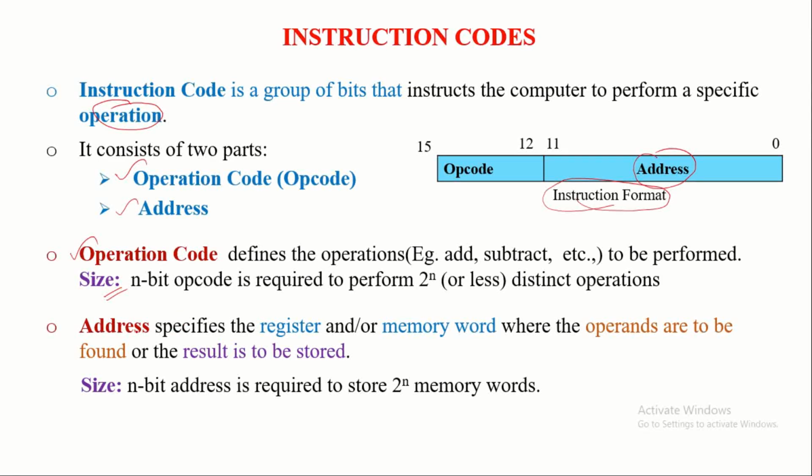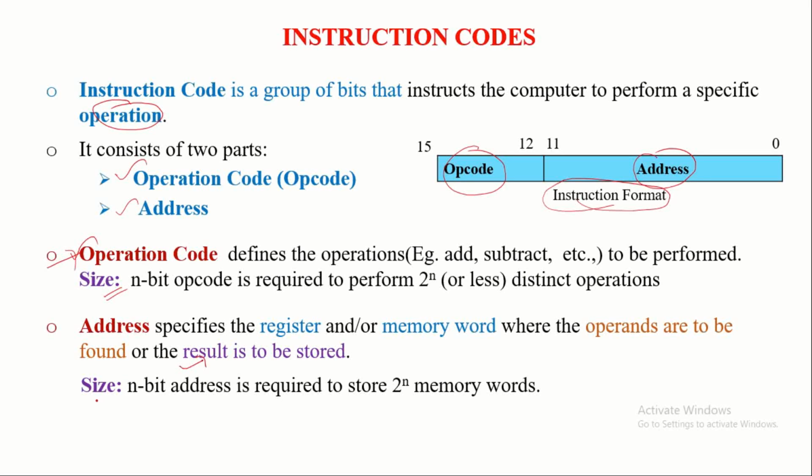The address part of the instruction code specifies the register or memory word from where the operands are to be found in order to perform the operation specified in the opcode part. And also, after performing the operation, where the result is to be stored, either in a register or memory word, is specified in the address part of the instruction code. So the address part specifies the register or memory word from where the operands are to be found or the result is to be stored.